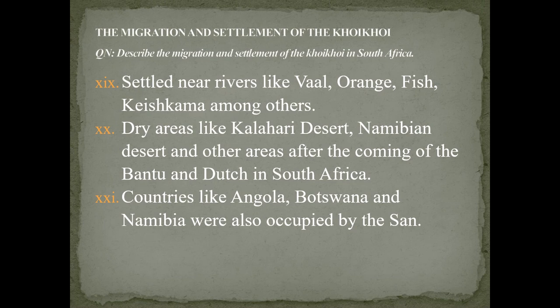Whereas others chose to go and settle in the various countries that are found in the southern part of Africa, countries like Angola, Botswana, Lesotho, Swaziland, Namibia, and South Africa itself. Those are the countries that are found in the southern part of Africa. So that is the migration and the settlement of the Khoikhoi.